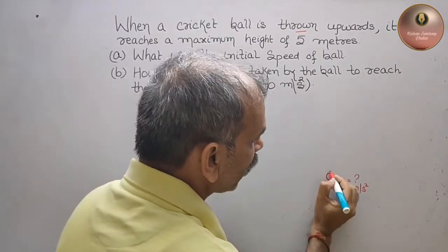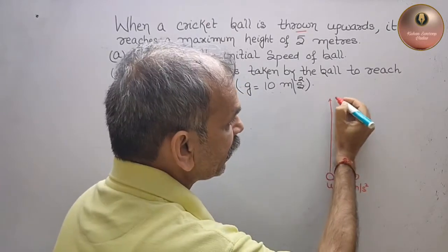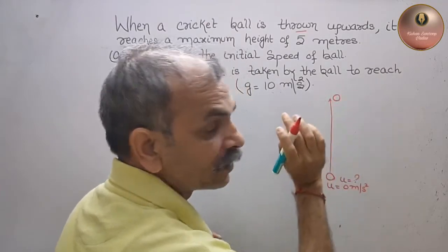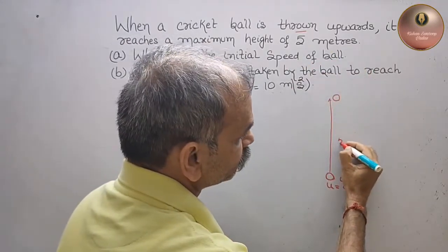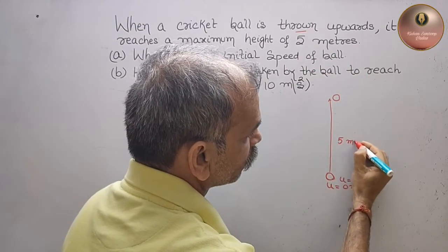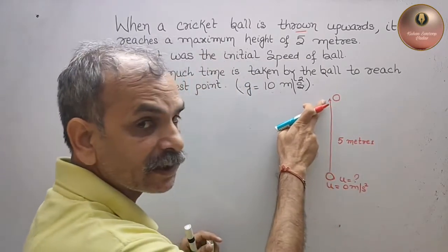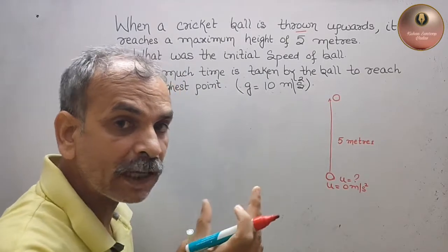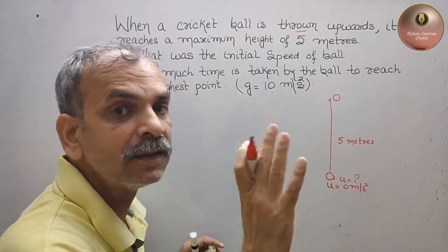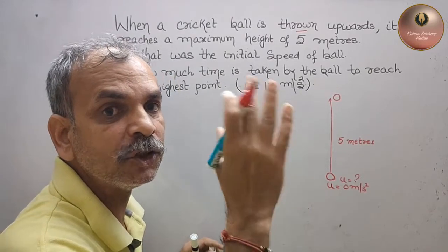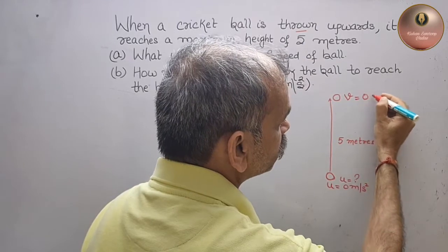Now the ball has gone vertically upward and it reaches a height. That height they have given you is 5 meters. Now when it reaches the maximum height, what happened? At that time its velocity gets reduced, or you can say 0. So now the final velocity is 0.